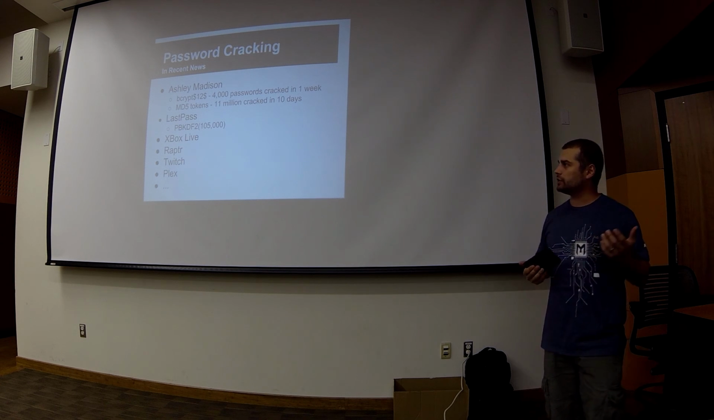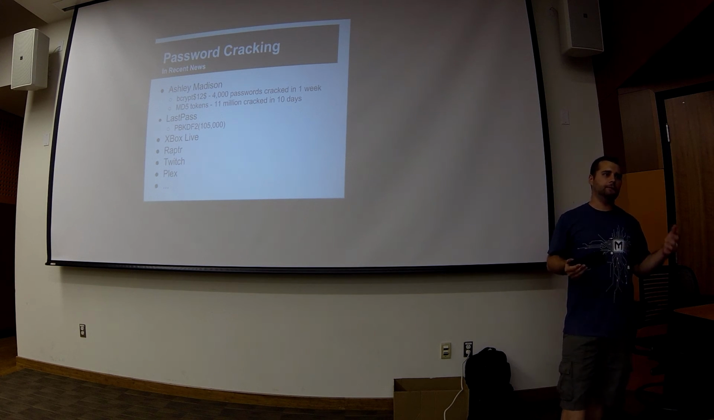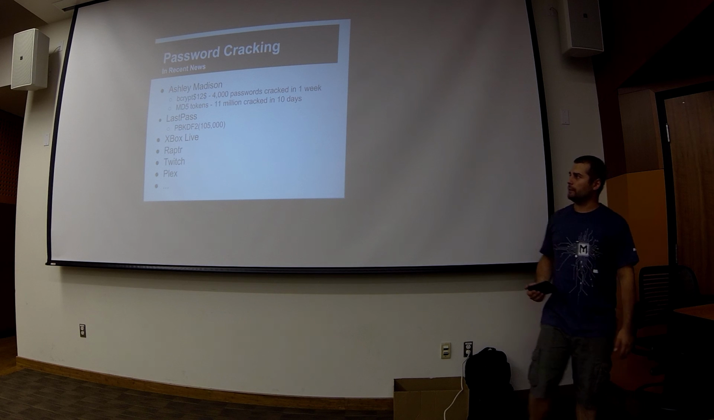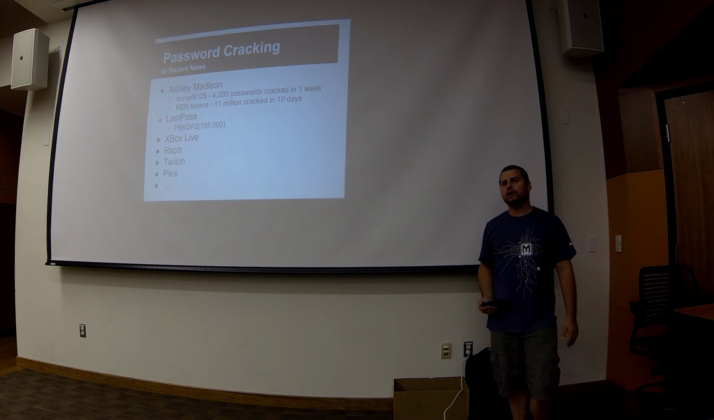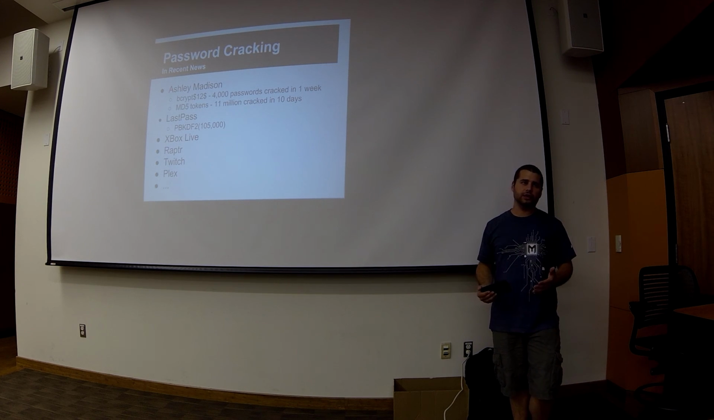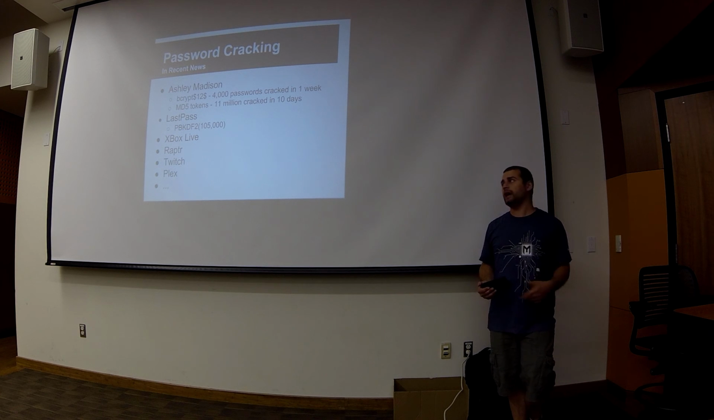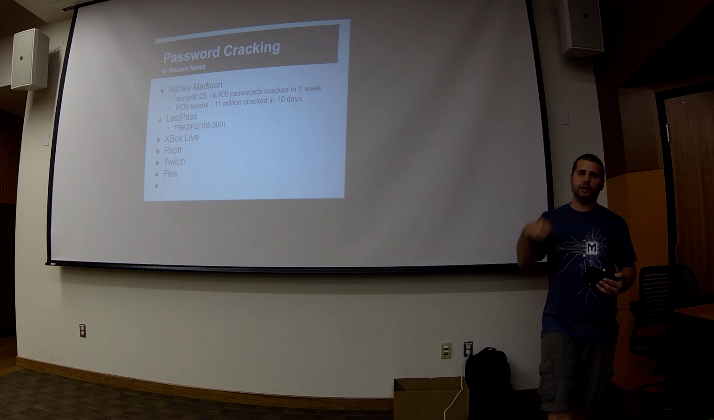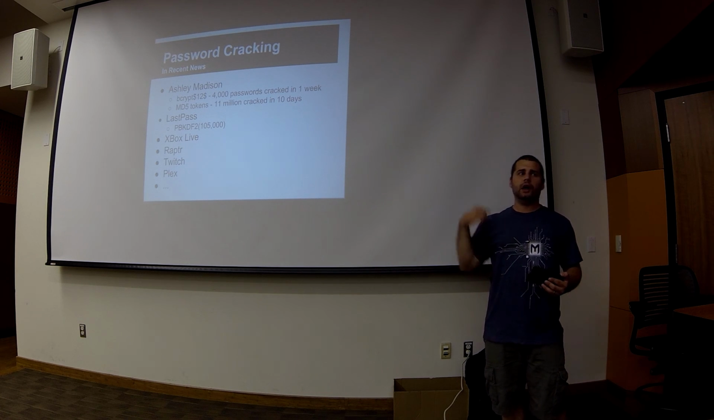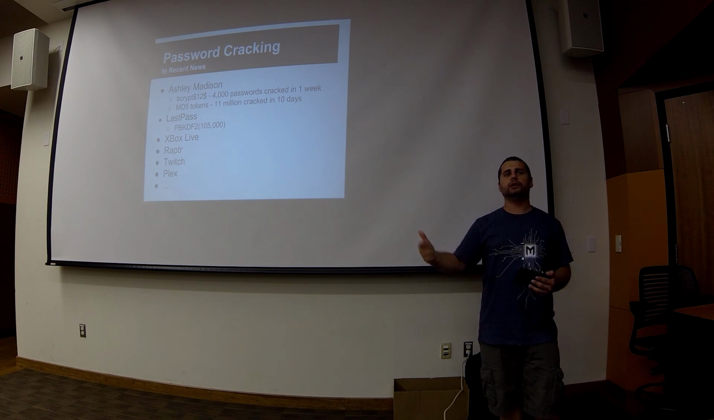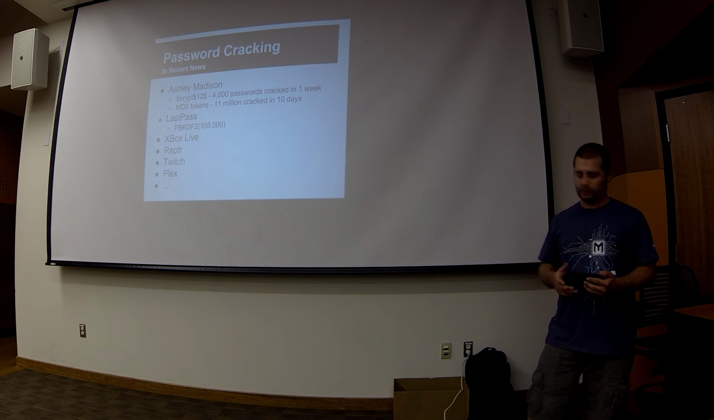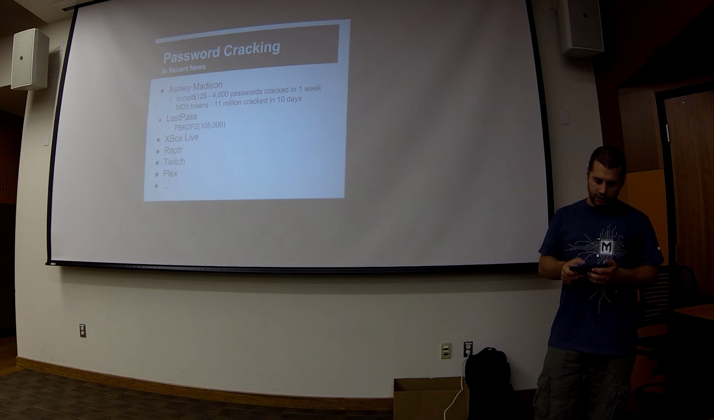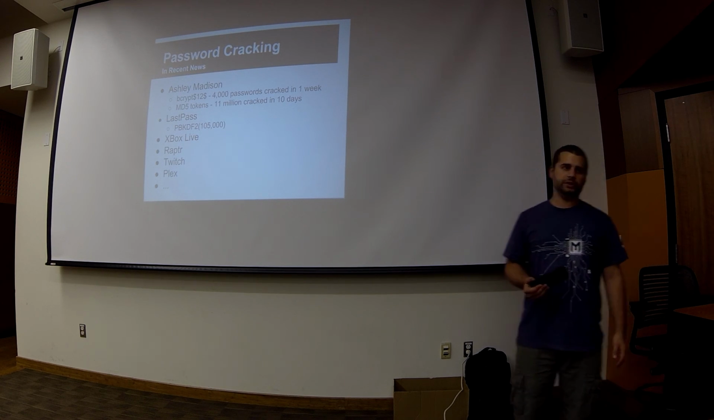There's also a LastPass breach where they used PBKDF2, which we'll talk about later. That's a way of strengthening a password by essentially hashing a bunch of times. They did it 105,000 times: 5,000 times on the client, and 100,000 times on their servers before they stored it. So effectively 105,000. And then other ones that you might be familiar with: Xbox Live, Raptr, Twitch, Flex.